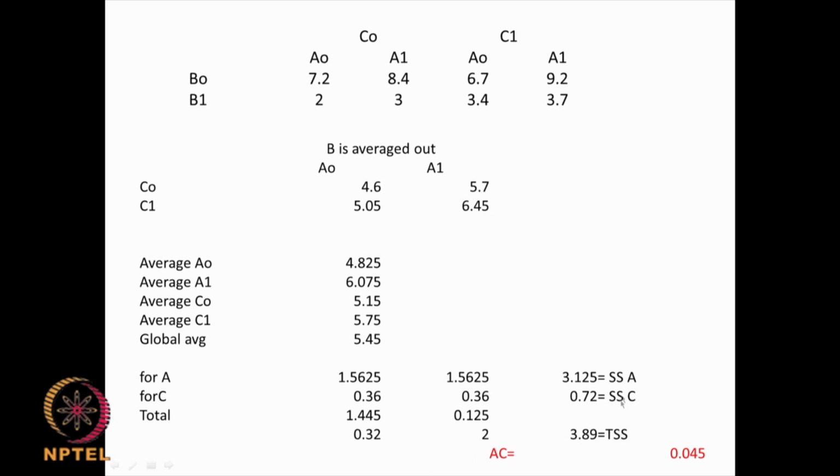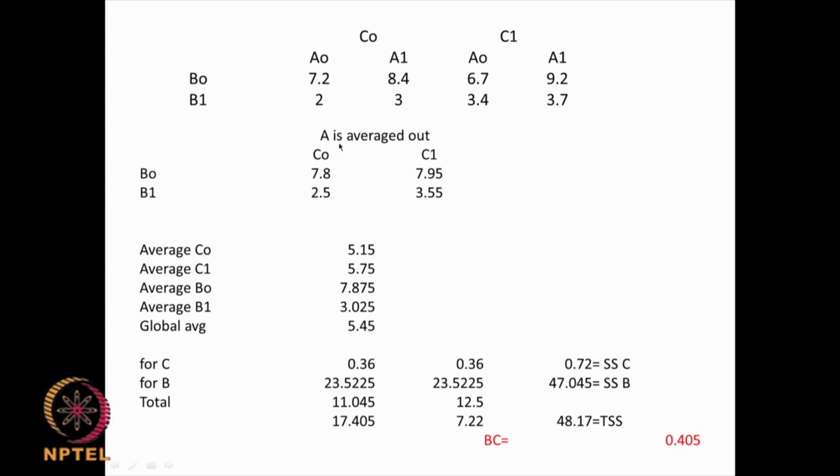Now, when I subtract each of these effects, A and C, from TSS, I will get AC. I can call it error also, but I will call it AC for the time being, and it will have 1 degree of freedom. Then after that I make a table for B, C where I am averaging out A.